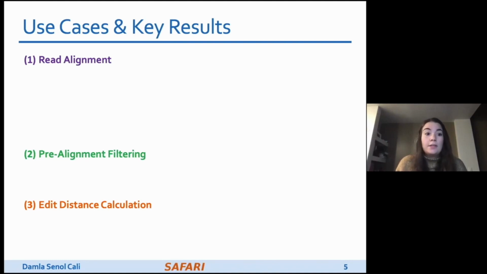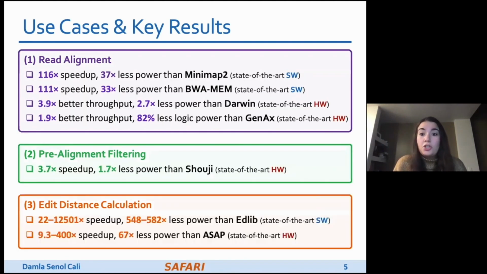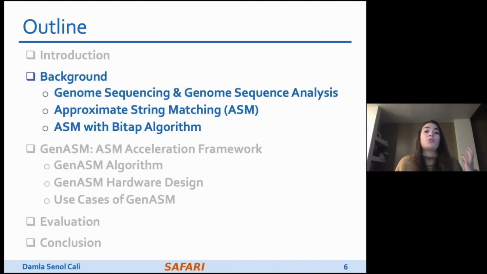If you attended yesterday's talk by Mohammed, you should be familiar with these use cases, but I will explain them later in detail. We find that for all these 3 use cases, GenASM is significantly more efficient in terms of both speed and power consumption than state-of-the-art software and hardware baselines. Okay, this was the introduction of GenASM. So let's look at genome sequencing and sequence analysis, and also approximate string matching and the Bitap algorithm in detail.